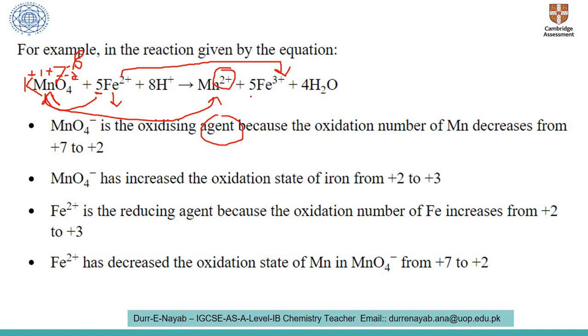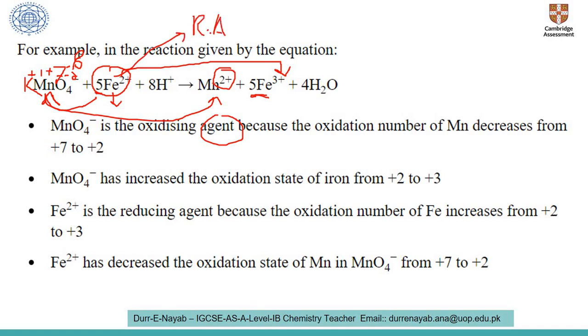And you can see here we have 5 iron, each iron has lost its 1 electron and they are taken and eaten away by this manganese. So iron here is acting as a reducing agent. It's acting as what? Reducing agent. This is your R.A.